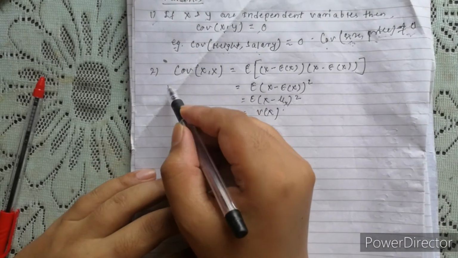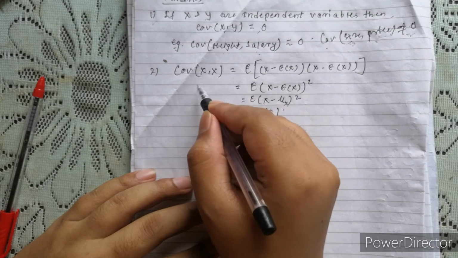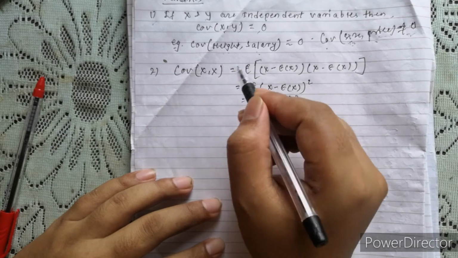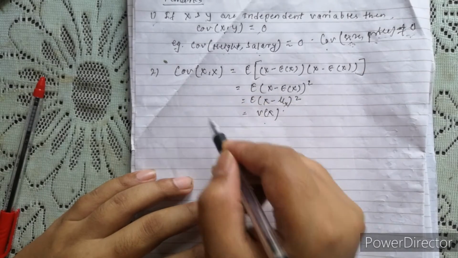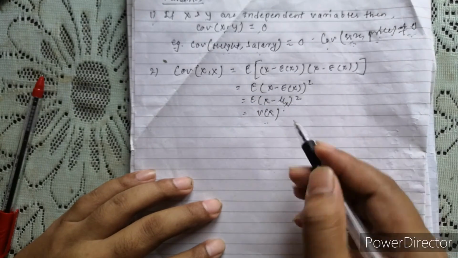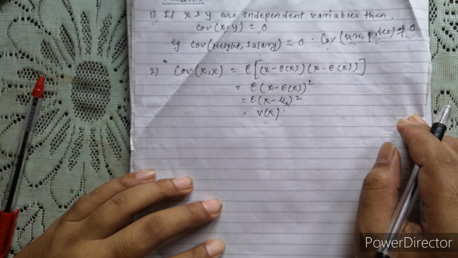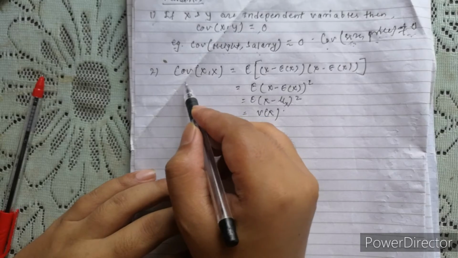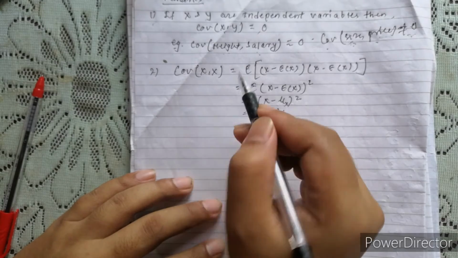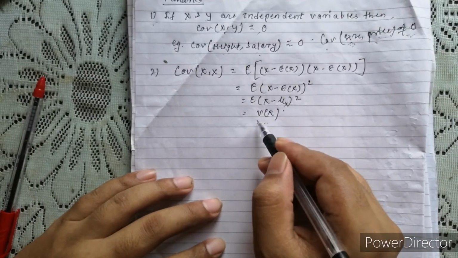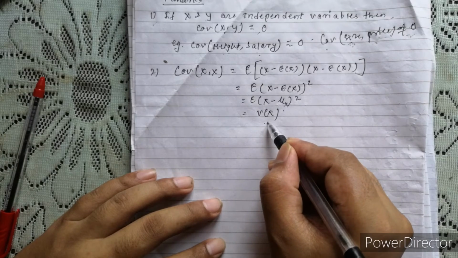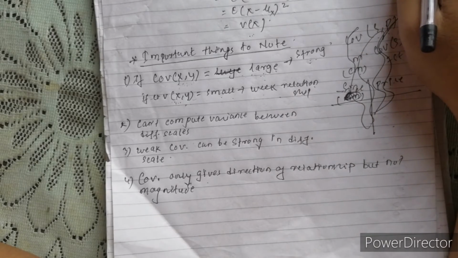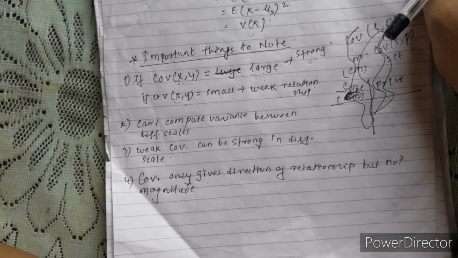Now the next thing we need to understand is if we try to find the covariance between the same variable, then it is same as calculating the variance. As we already know, variance tries to find the variability of a single variable. So if we try to find the covariance between the same variable, then it is the same as calculating the variance of that variable.